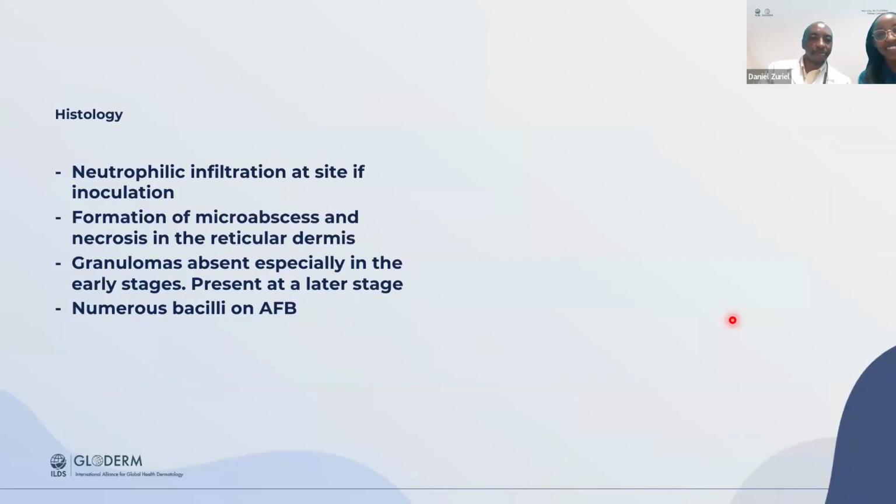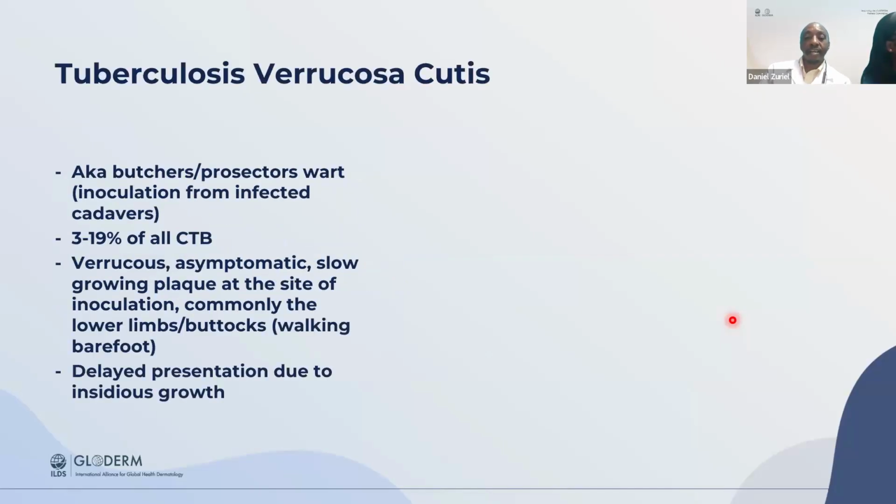Great. The morphologies, we've lost the pictures here, but the classic diagnosis again. You're going to find neutrophilic infiltrates at the site of the inoculation, then formation of microabscesses and necrosis in the reticular dermis. Granulomas may be absent, and many times they're going to be absent because of the time stage. We are in the early stages of disease, so the granulomas have not come up yet. But they will be present in later time, as well as numerous amounts of bacilli. Remember, these are patients who have not developed any immunity against tuberculosis.